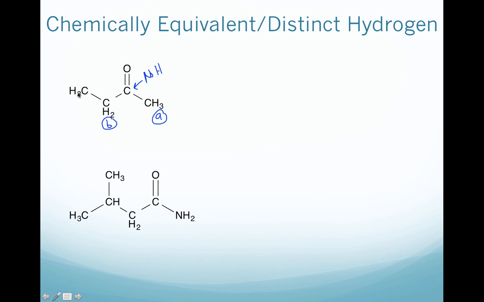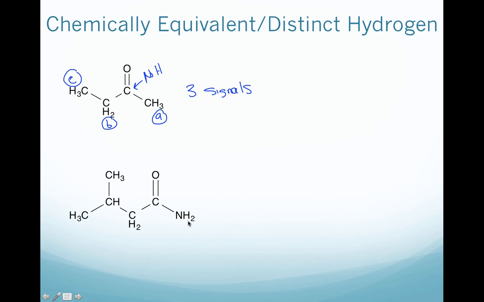And now we have another methyl group, but it's not equivalent to the methyl on the right. This methyl on the right is directly connected to a carbonyl. The methyl on the left is separated by a CH2 group, so these are distinct. So that's type C. So 3 signals, or 3 distinct types of hydrogen.